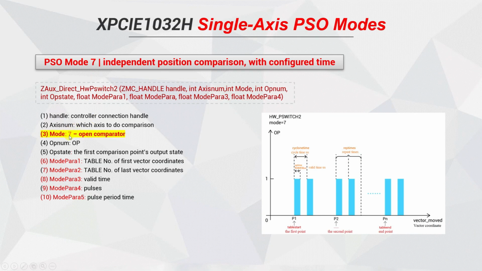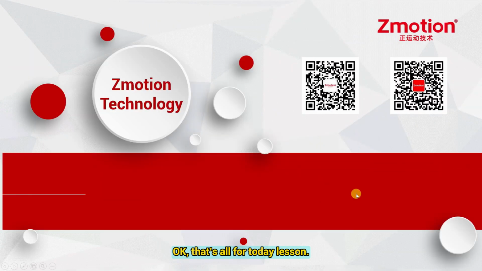The last one, mode 7. Basically the same as mode 6. It integrates them together, and does not use the HW timer command directly. Enter the corresponding parameters. Okay, that's all for today's lesson.